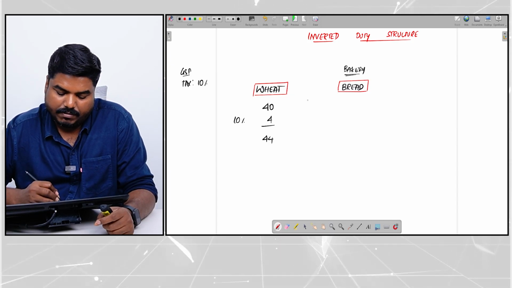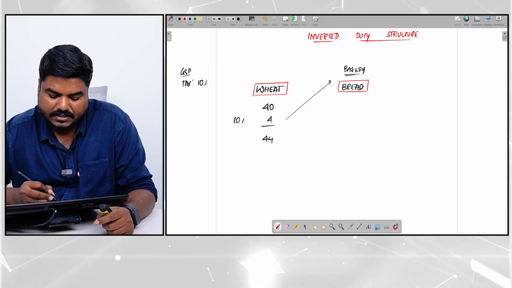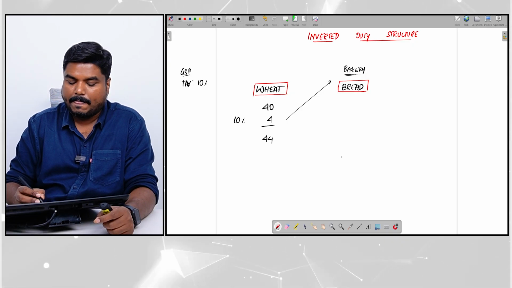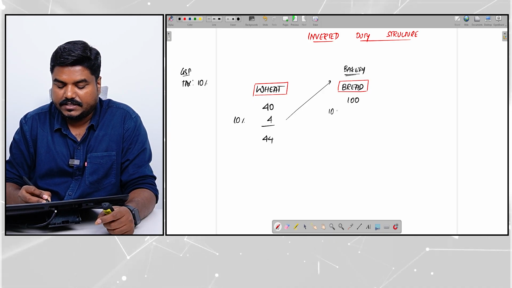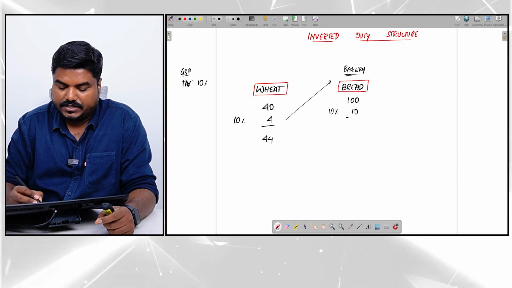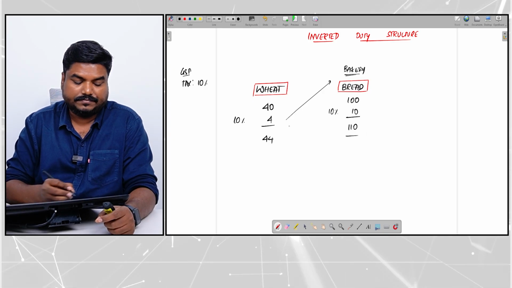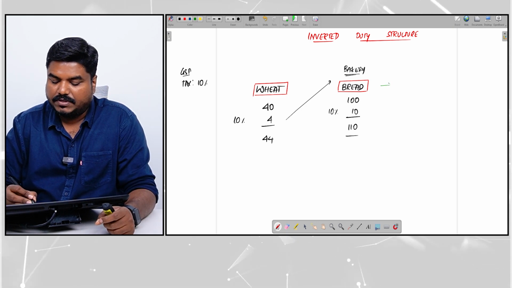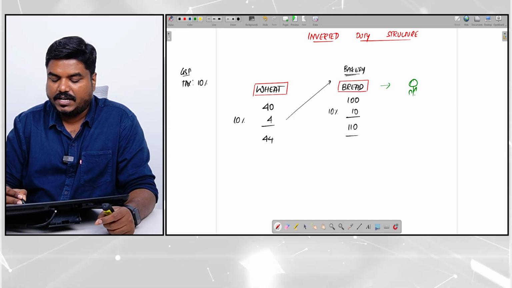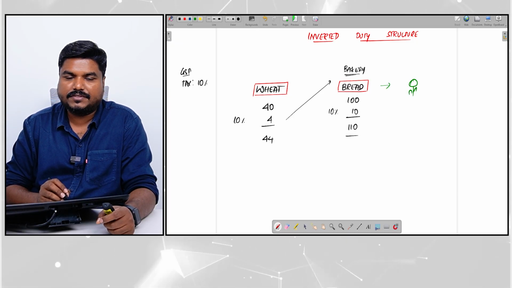So there's a bakery. The bakery is buying the wheat. Now bread is prepared. Now it is 100 rupees. 10% tax is imposed. That becomes 10 rupees, 110 rupees. So the final consumer will be getting the bread for 110 rupees.